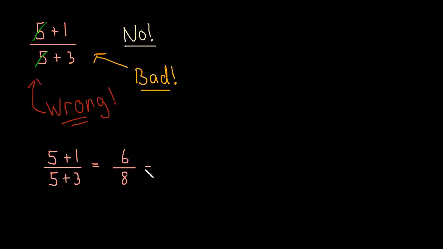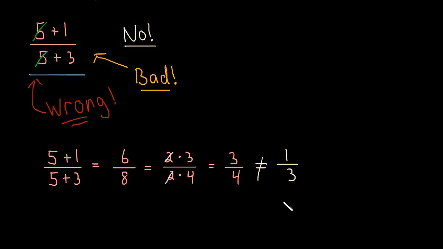So 5 plus 1 is 6, 5 plus 3 is 8, and then we're left with 6 is 2 times 3, 8 is 2 times 4, and now we know those 2's cancel, and we're just left with 3/4. Well, 3/4 certainly is not the same thing as 1/3. If we had canceled the 5's originally, we would have gotten 1/3, but of course 3/4 does not equal 1/3. So that's just an example of why this doesn't work out.